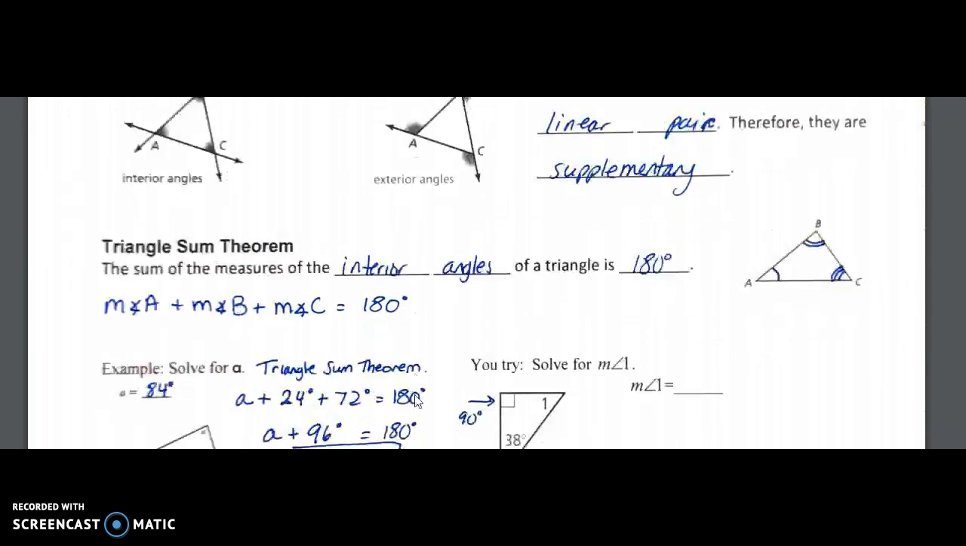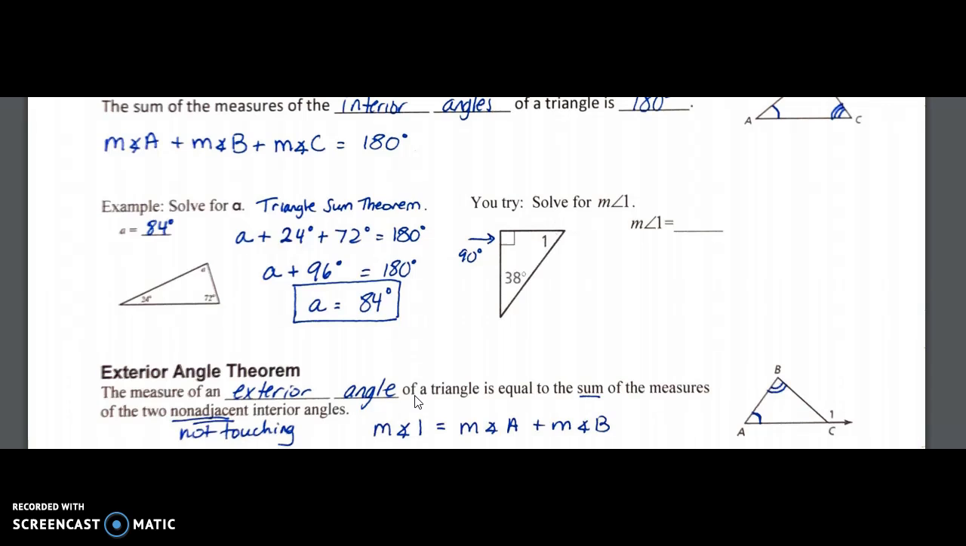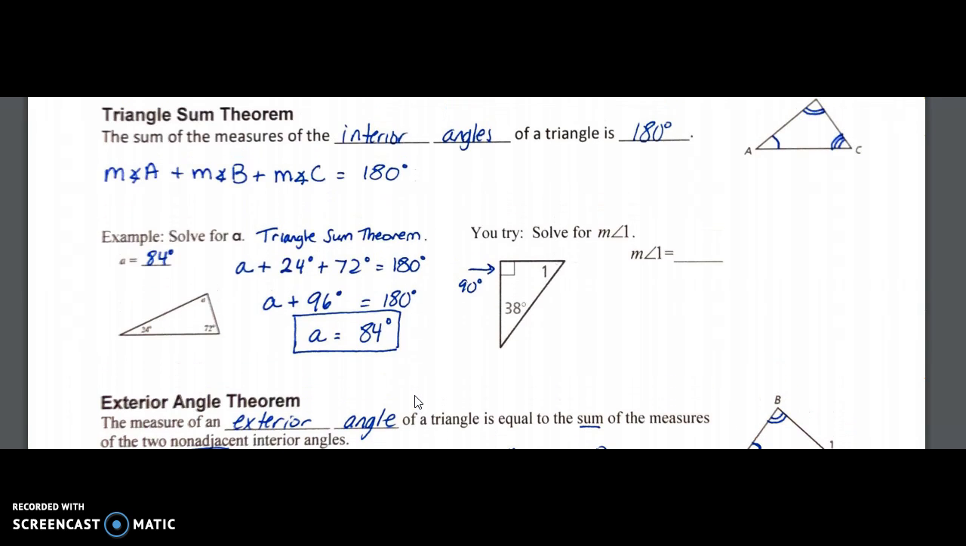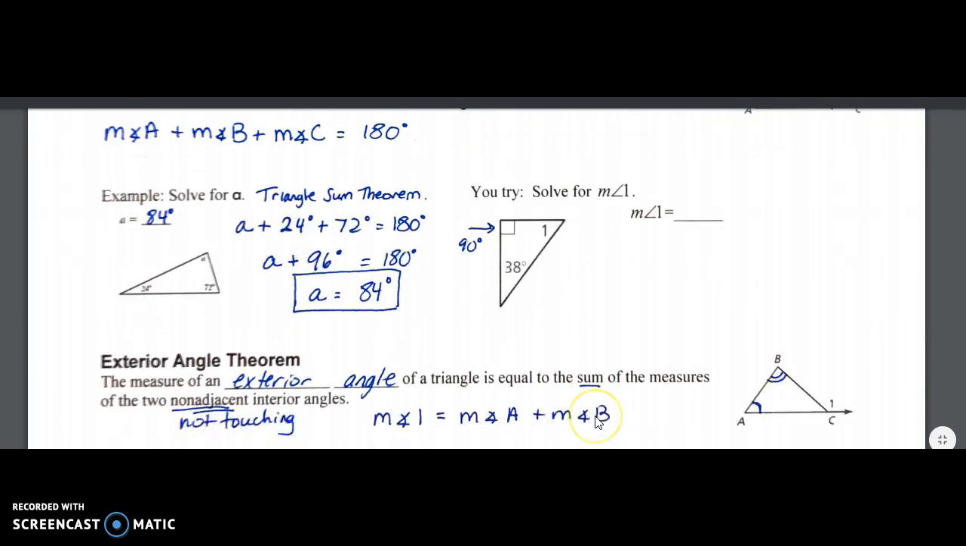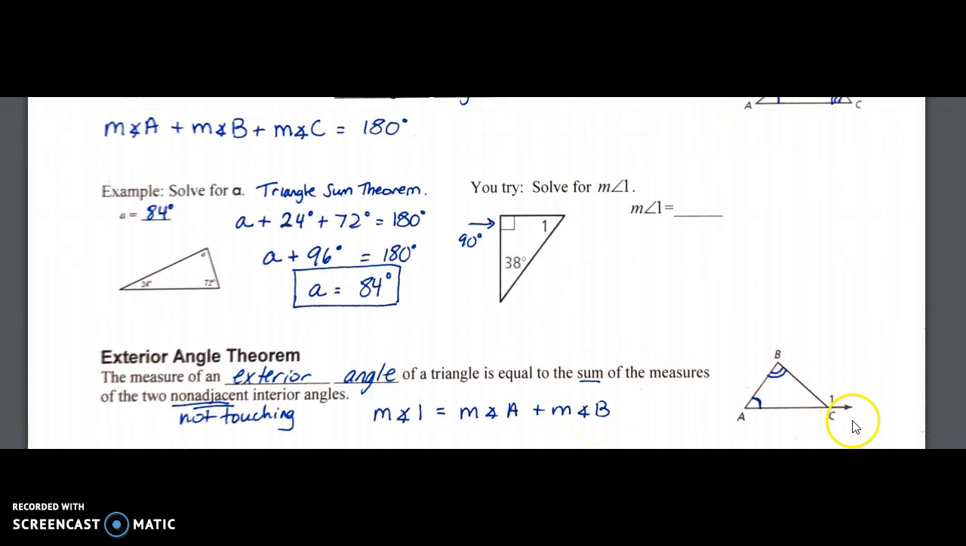Okay, so let's go ahead and continue to our next theorem of the day, which is our exterior angle theorem. Now, the exterior angle theorem is all about the exterior angle of a triangle. Now, this is true for any exterior angle. So it says the measure of an exterior angle of a triangle is equal to the sum of the measures of the two non-adjacent interior angles. Okay, that's a mouthful. So let's take a look.